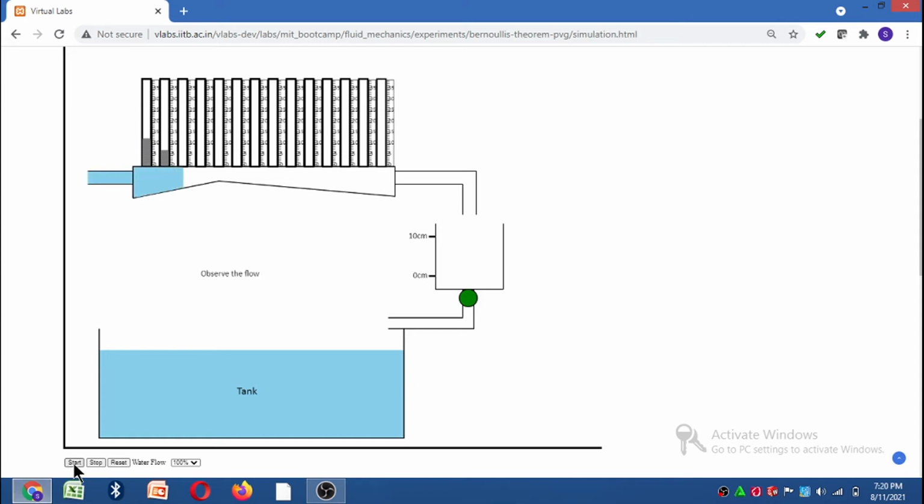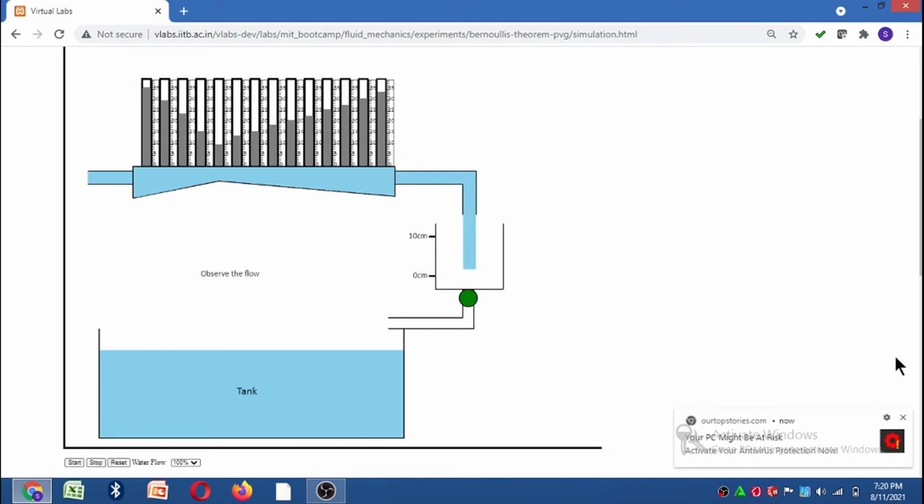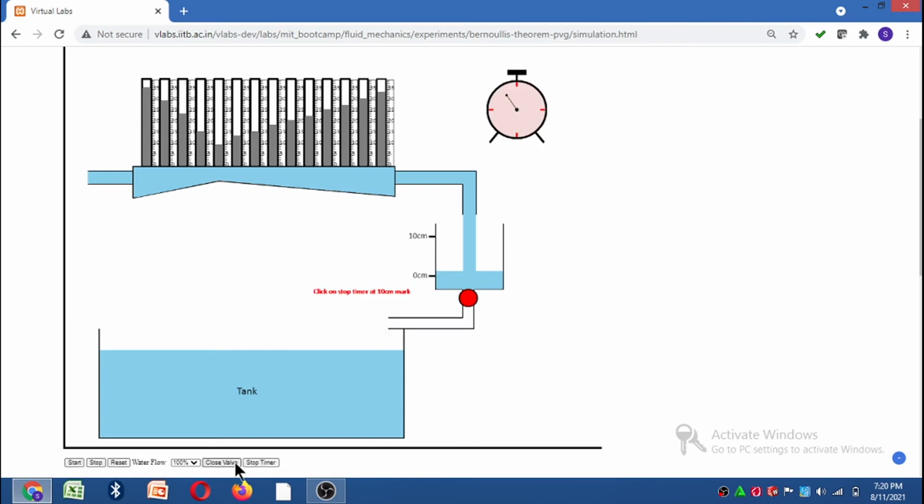This is for 100% flow, 100% discharge. I close the valve, stop timer. This time also it overflowed due to a mouse cursor problem. Again you reset and start.